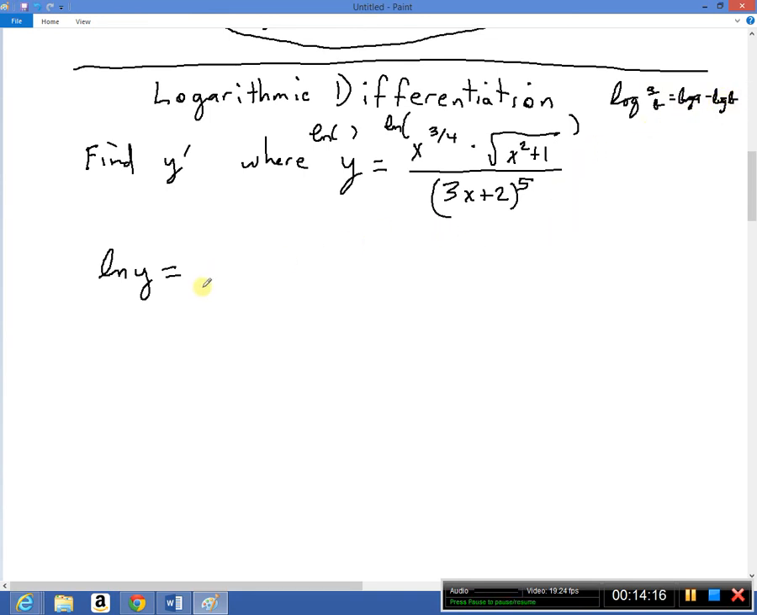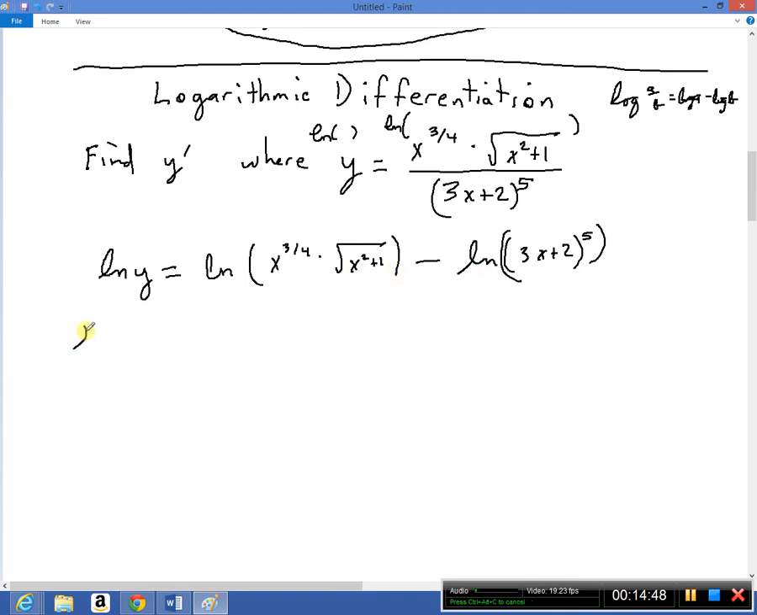So I'm going to get the natural log of the top, x to the 3/4 times the square root of x squared plus 1, that's the log of the top, minus the log of the bottom, 3x plus 2 to the 5th. Okay, the log of both sides. Now I'm just still going to do algebra. I'm going to wind this down as far as I can go.